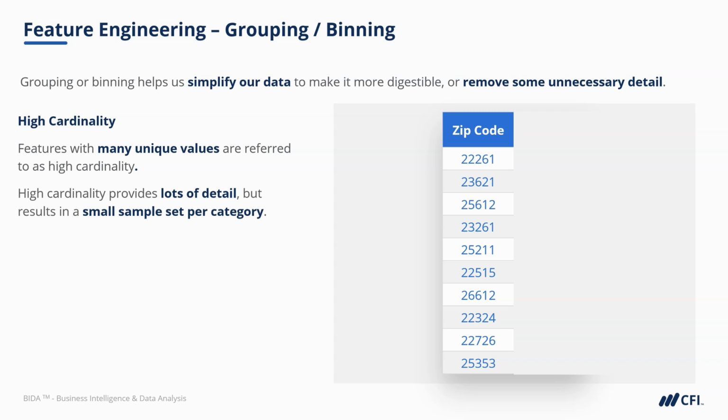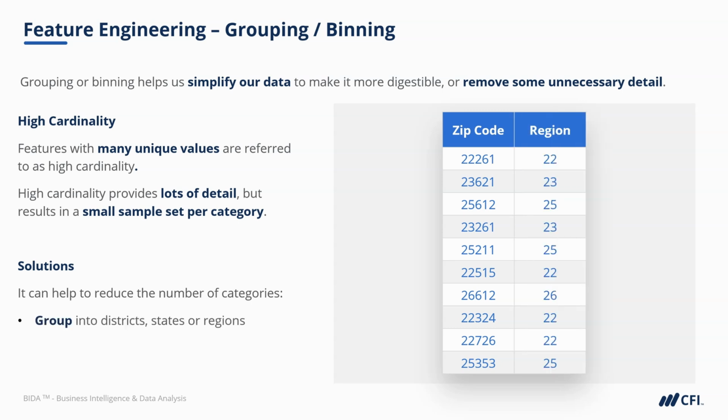In the US, for example, there could be upwards of 40,000 different zip codes, so we'd need a very large sample before we had a meaningful number of observations in any one zip code. One option here is to somehow reduce the number of categories. We could do this by grouping them, in this case into districts, states, or regions. Alternatively, we could keep only those that do have a higher number of observations and move the rest to an "other" bucket. There are more advanced methods like target encoding, but generally the idea is that very high cardinality features need to be considered carefully before they're used in a model.